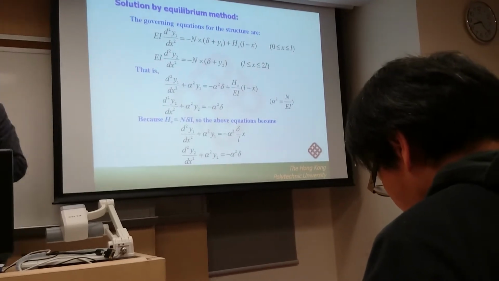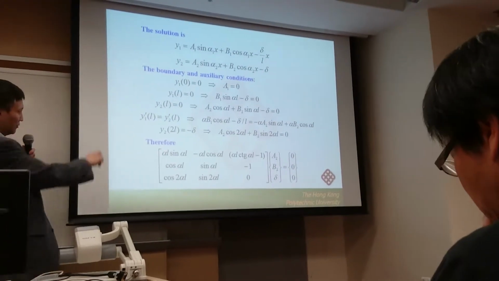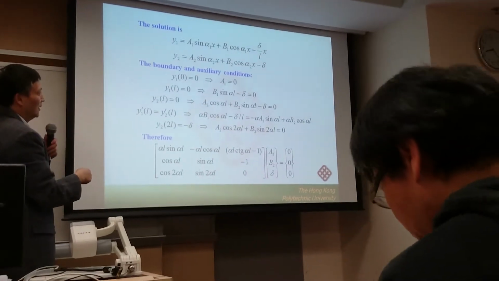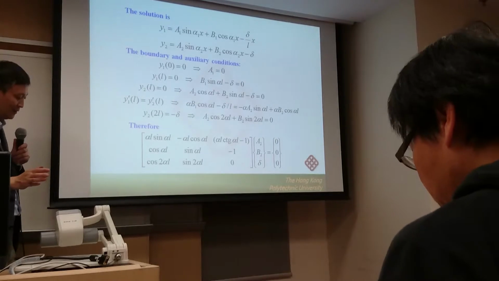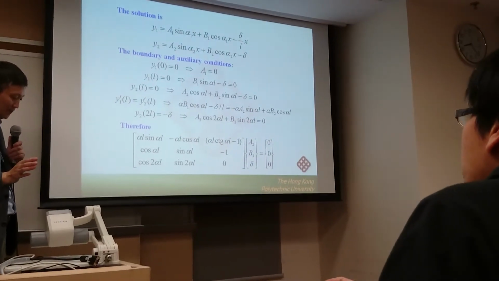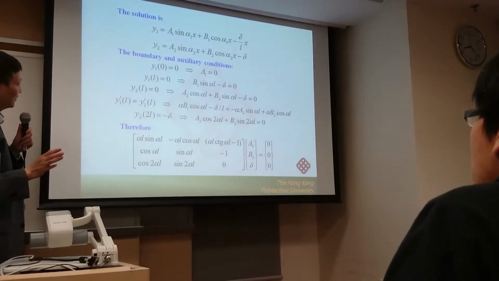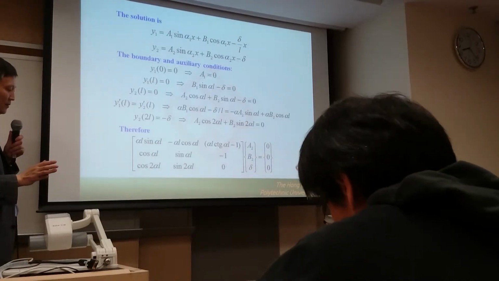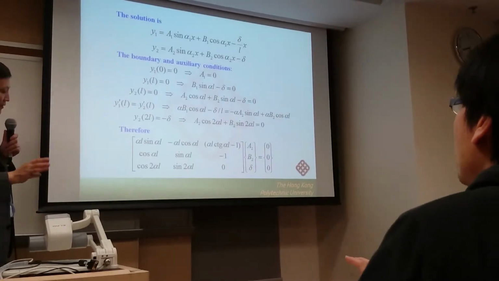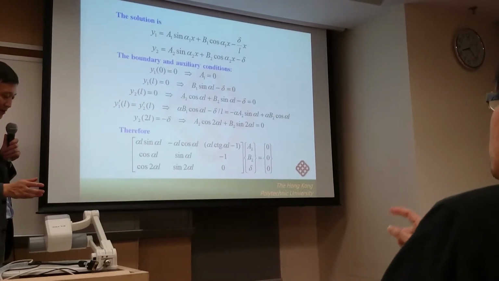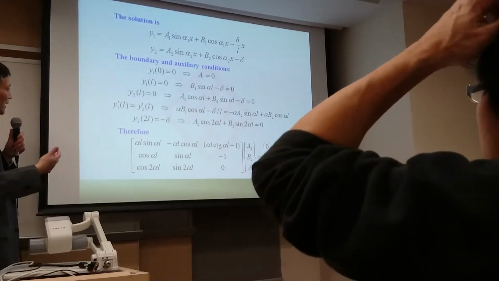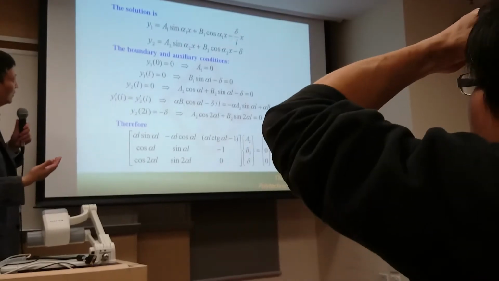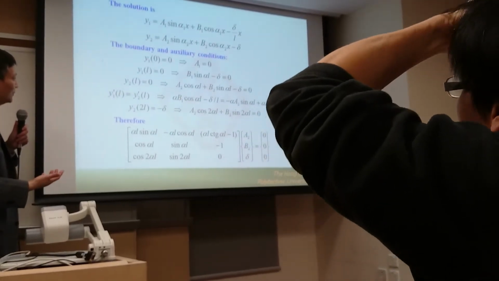We have two solutions. So here we have obtained two solutions. And then the problem is, totally how many unknowns do we have? We have 5 unknowns, right? We don't know A1, B1, A2, B2, and delta. So we have 5 unknowns.